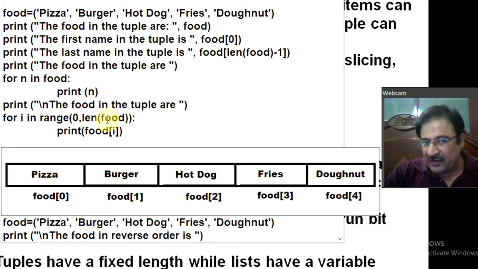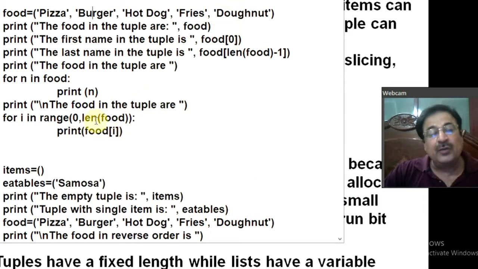Is 1 less than 5? Yes. Print food 1, so you get burger on the screen. The value of I will increment to 2. Display food 2. 3, food 3. The value of I will become 4. Display food 4, that is donut. After that, the value of I will become 5. The loop will terminate, because this value on the right hand side is exclusive. The for loop will terminate when the value of I reaches 5.